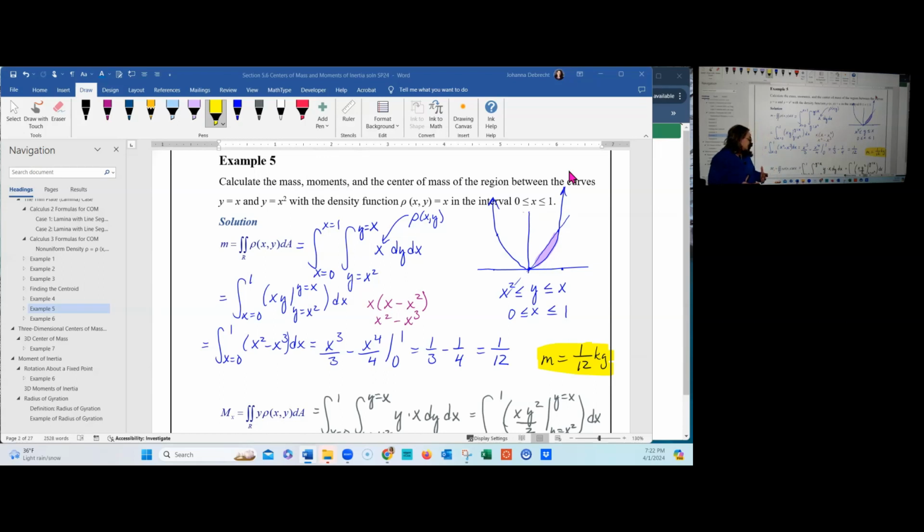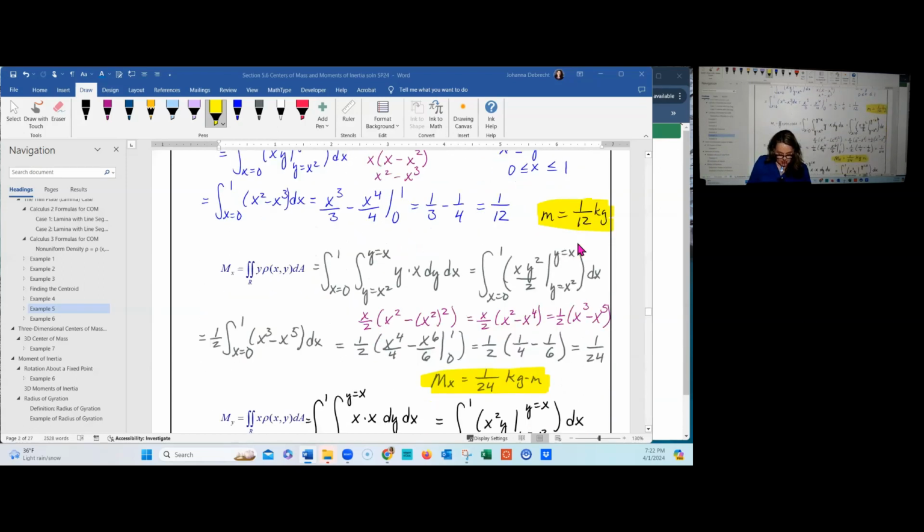All right, now the next thing I need to do is to compute the moment in the x direction and the moment in the y direction. Moment in the x being the tendency to go off the horizontal, changing the y value. So in this case, our formula is going to be y times the density function. The density function is x, so the integrand is just xy. And when I integrate with respect to y first, I get xy squared over 2, evaluated from x squared to x. And this ends up, after simplification, to be x cubed minus x to the 5th, all divided by 2.